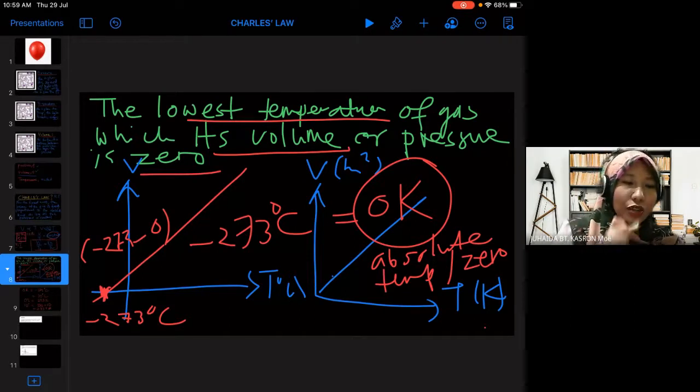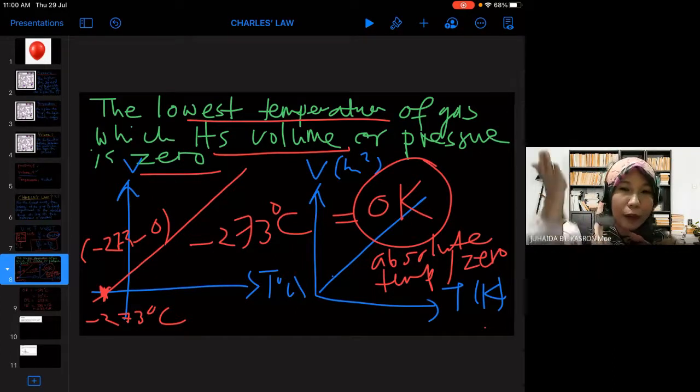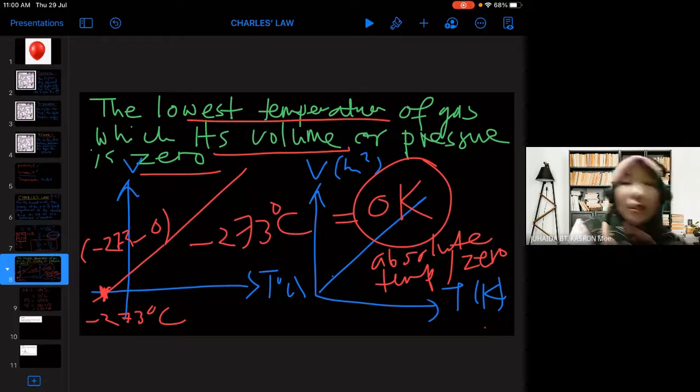He states that the volume is directly proportional to the absolute temperature. But for today's experiment, we want to use the temperature in degrees Celsius. So you might get a graph like this, the graph with negative 273 degrees Celsius. But of course, we cannot extrapolate until negative 273, so you will have only the positive axis.